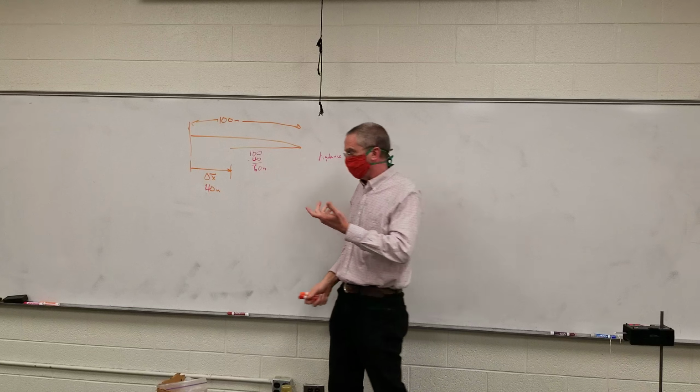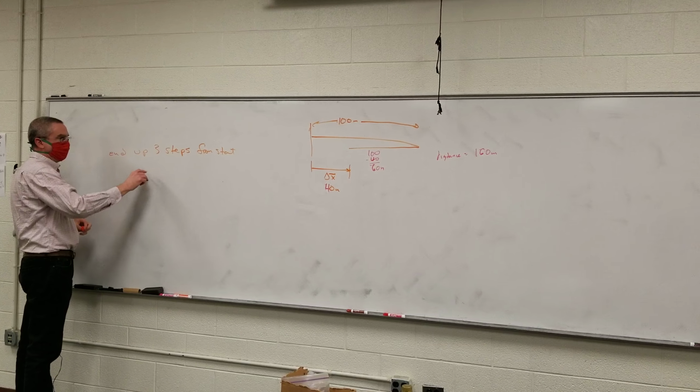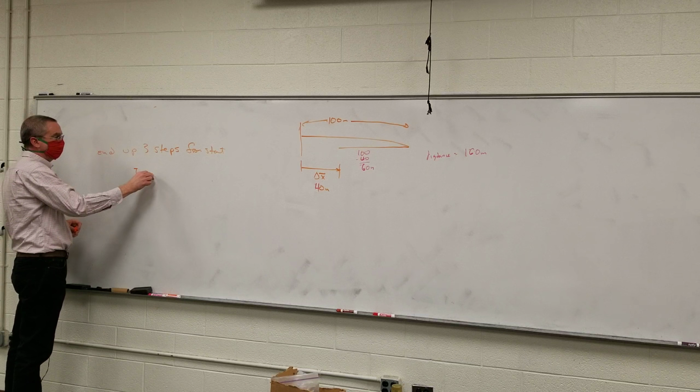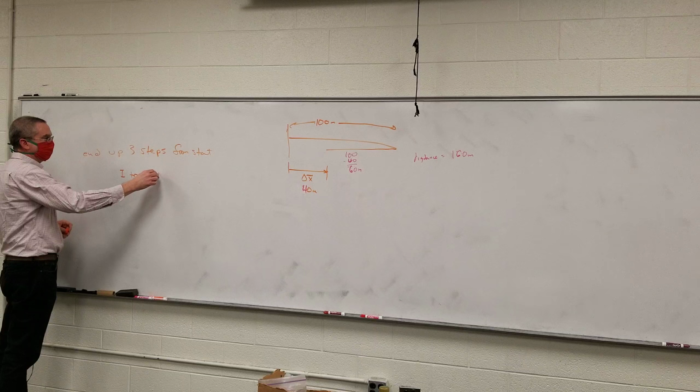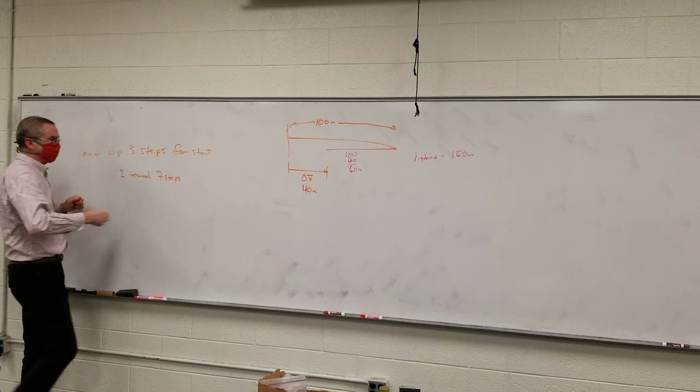Let's do a different unit of measure here. I'm going to start here and end up 3 steps away from where I started, but I'm going to be walking back and forth. So I end up 3 steps from start. I'm going to travel, we'll just say, 7 steps from where I started before I turn around. So I travel 7 steps before turning around.